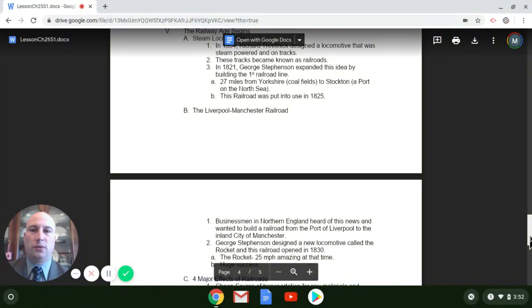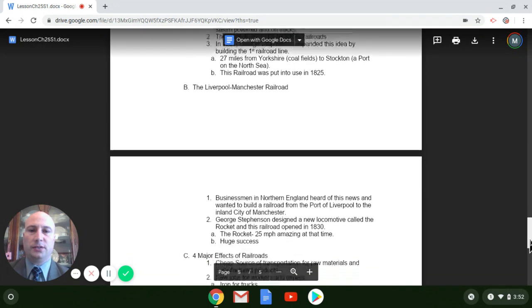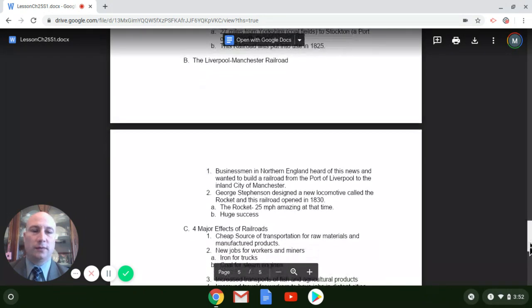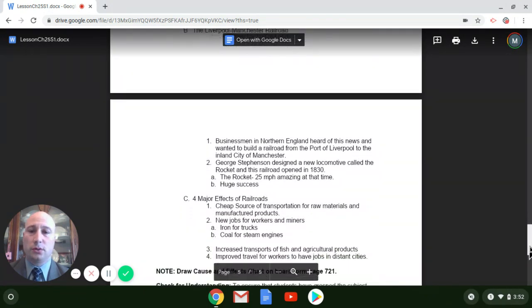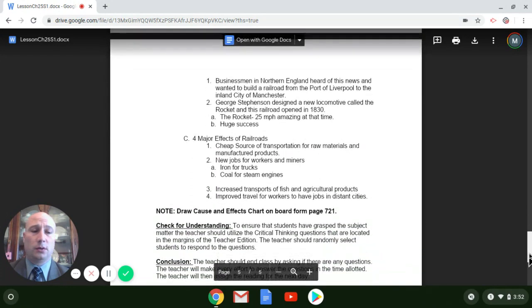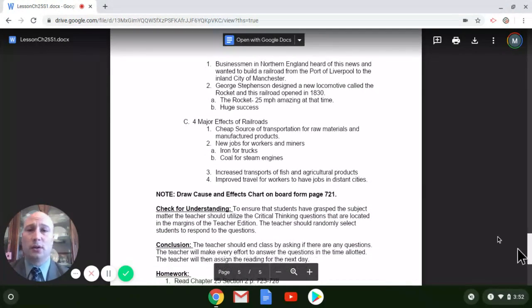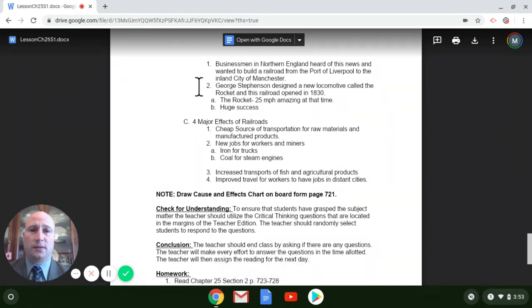Then you had what's called the Liverpool-Manchester Railroad. Today we understand that Liverpool and Manchester are two very famous rivals in soccer. But back in this time, they were connected by one of the world's first railroads. A businessman in northern England heard of the news, then wanted to build a railroad from the port city of Liverpool to the inland city of Manchester. George Stephenson then designed a new locomotive, which was called the Rocket, and this railroad opened in 1830.